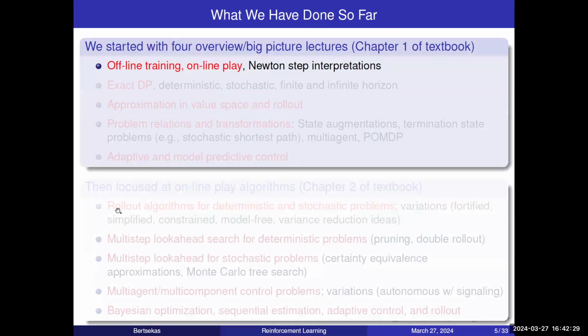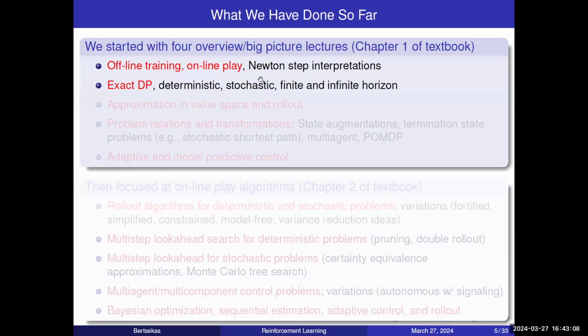Okay, so in the first four lectures, we start with an overview and big picture lectures, which is chapter 1 of the textbook. We set forth this offline training and online play, Newton step interpretation conceptual framework. And after that, we cover some exact dynamic programming content that applies to deterministic, stochastic, finite, and infinite horizon problems.